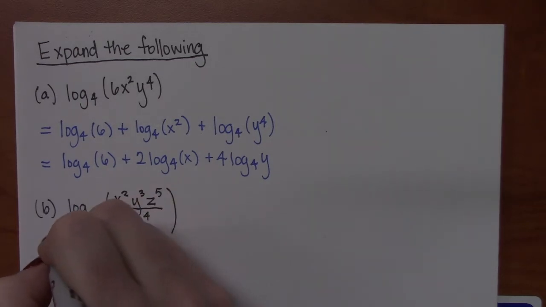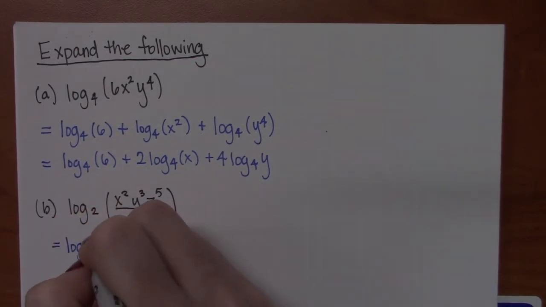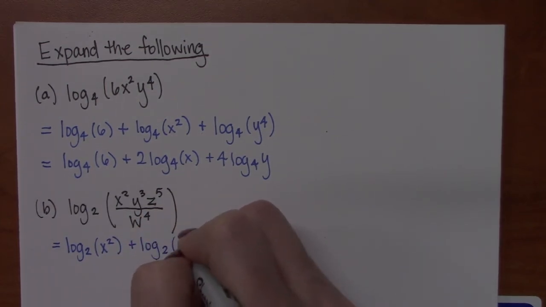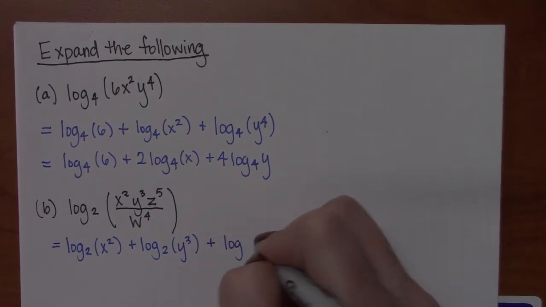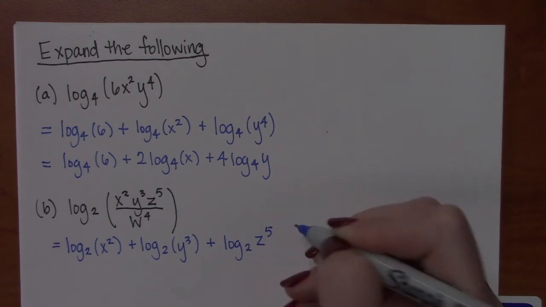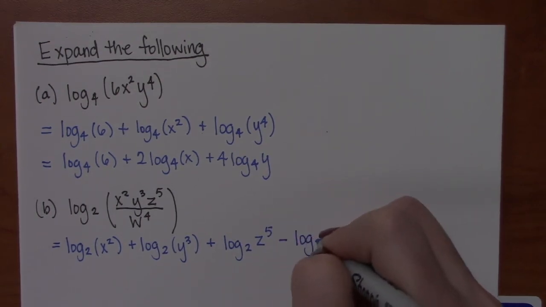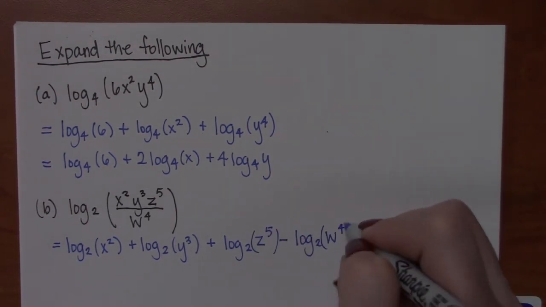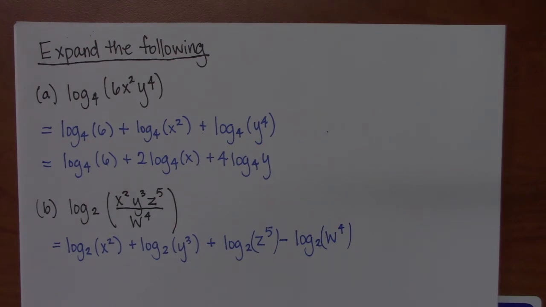So the numerator, things are being multiplied. So we're going to have log base 2 of x squared, plus log base 2 of y cubed, plus log base 2 of z to the 5th, minus log base 2 of w to the 4th. If you were combining this into a single expression, you would read every plus sign as multiplication and every minus as divide. So you would just go left to right, multiply, multiply, multiply, divide.